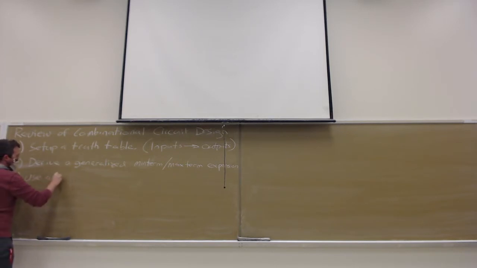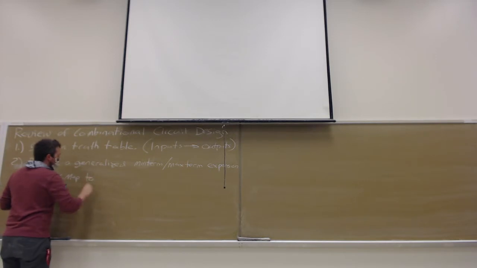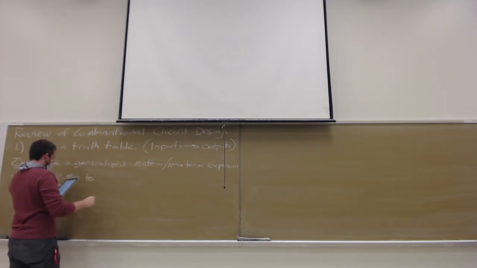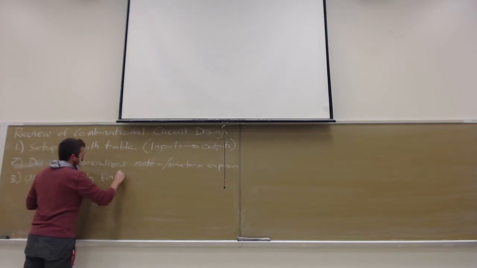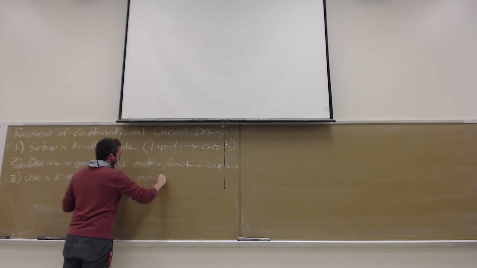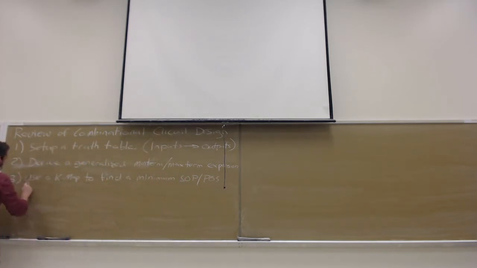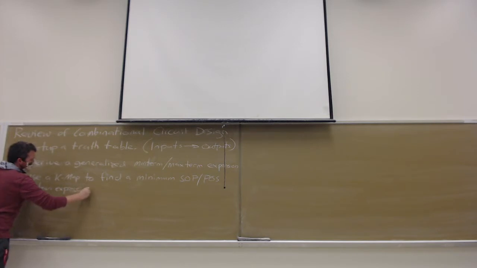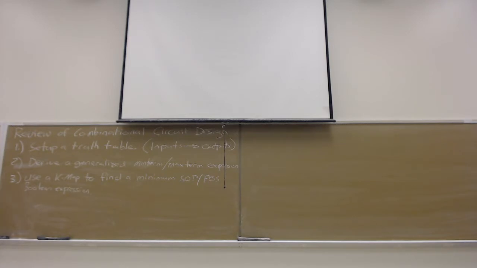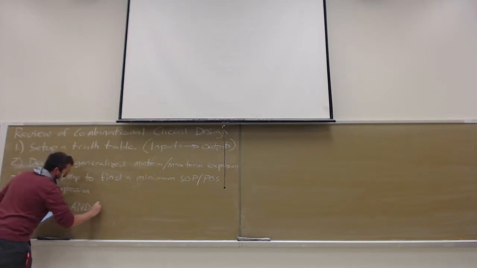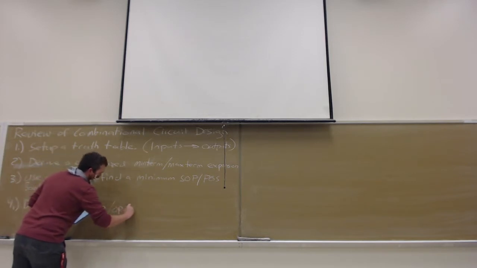Step three, take that and use a K-map to find a minimum sum of products or product of sums Boolean expression. So use the K-map, create the groups, get your minimum expression. Step four, just draw the result of that: AND/OR, two-level logic circuits.